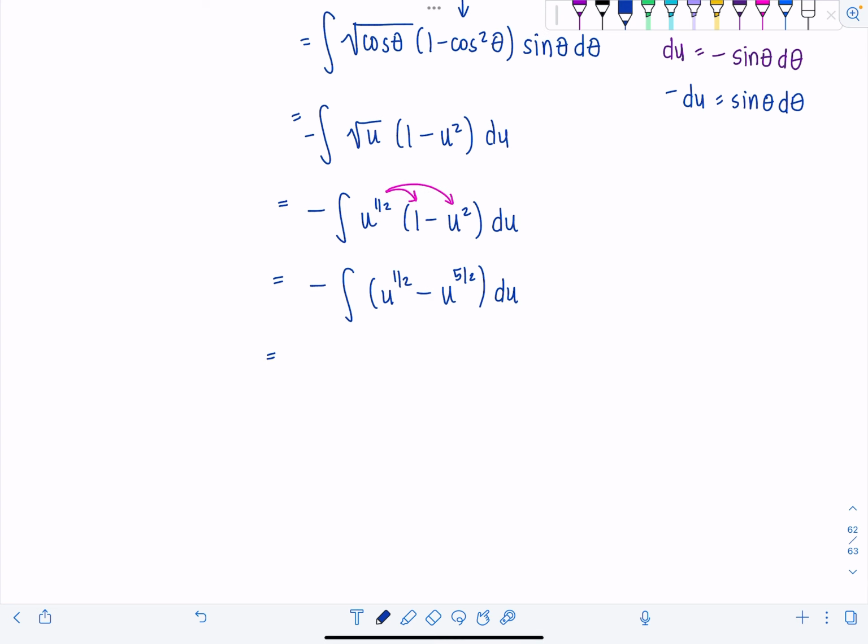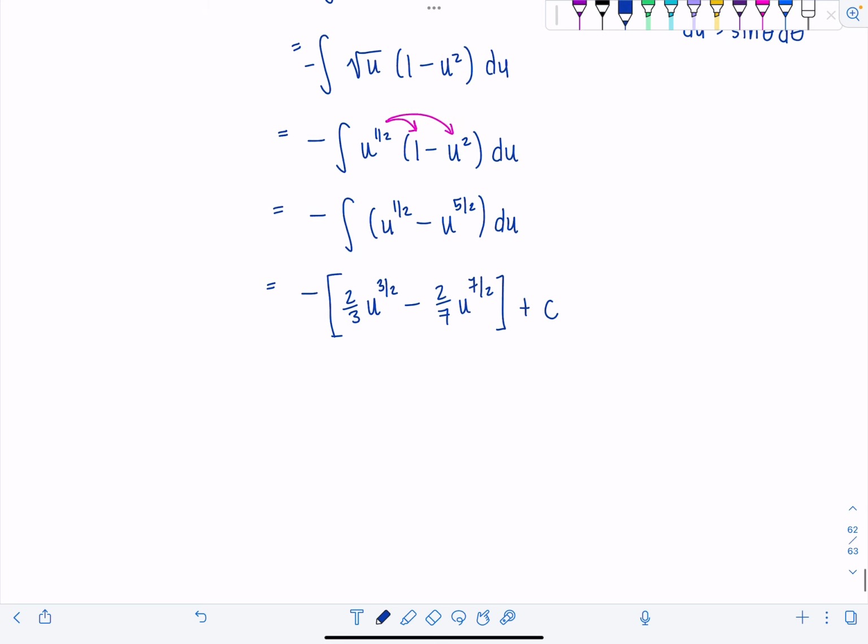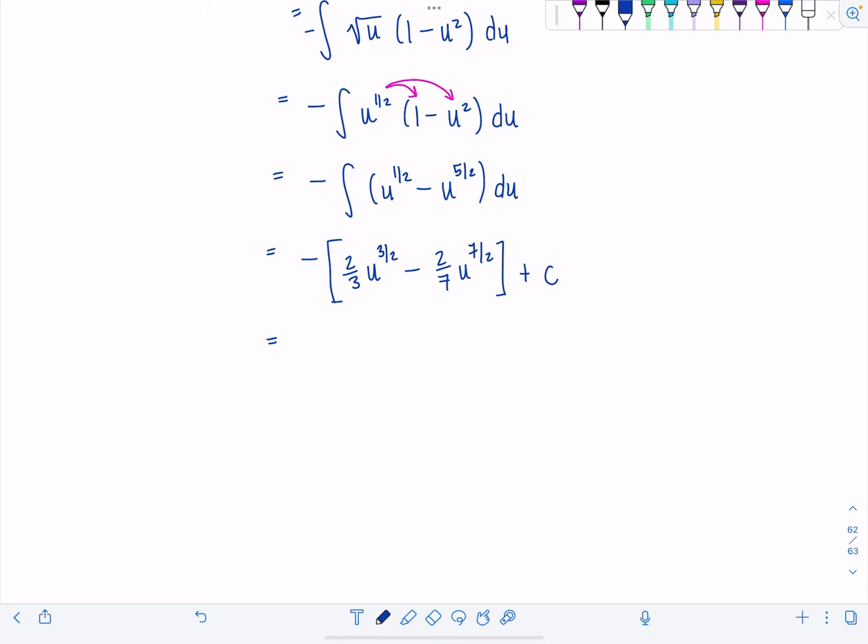So add 1 to the exponent, divide by the new exponent, so that'll be u to the 3/2. So I'll have 2/3 u to the 3/2. Minus, adding 1 to 5/2 makes it 7/2. So this is 2/7 u to the 7/2 plus c. And then let's distribute that negative through. So negative 2/3 u to the 3/2 plus 2/7 u to the 7/2 plus c.